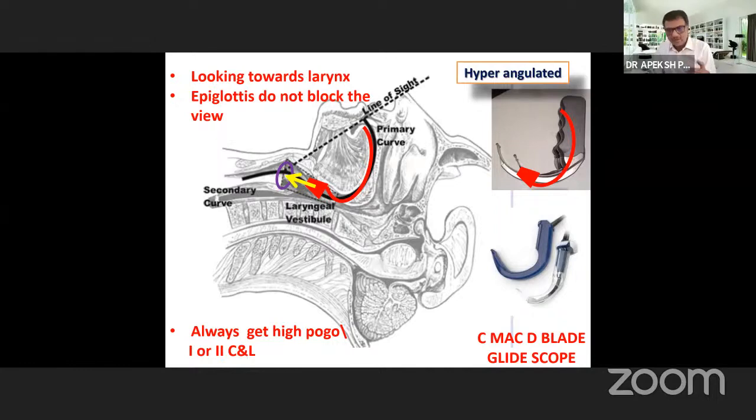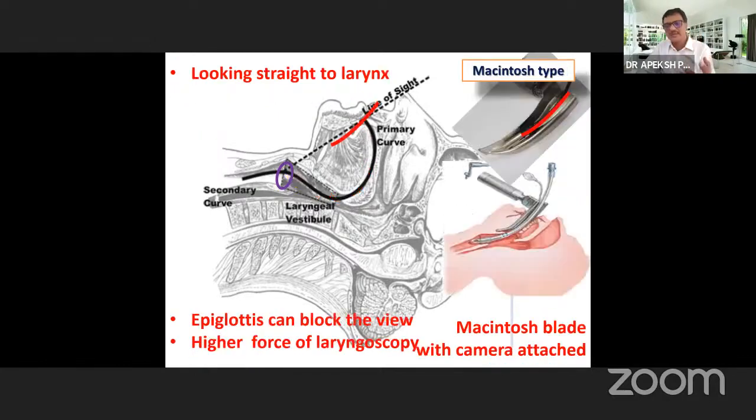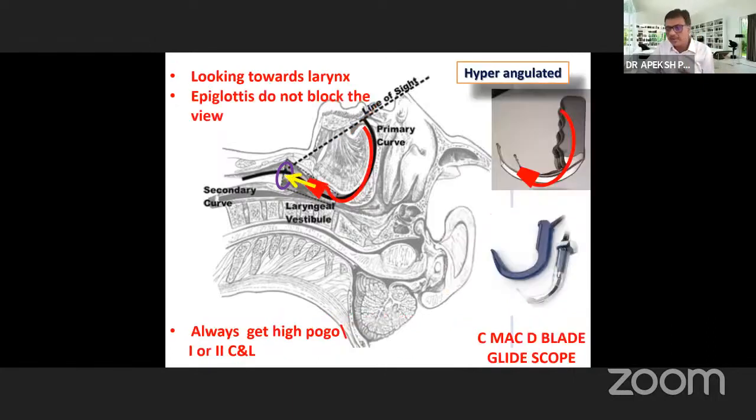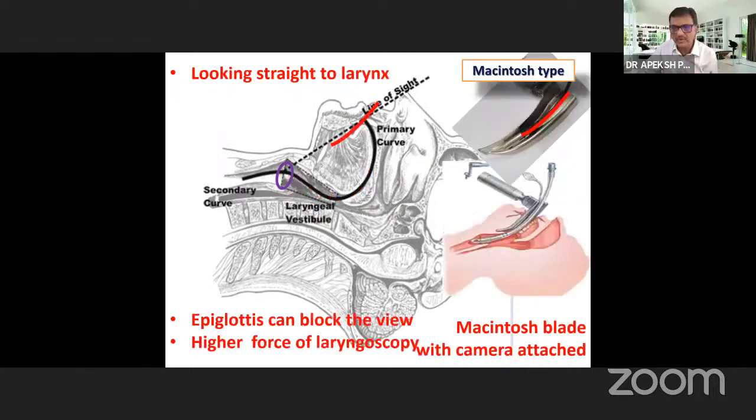In Macintosh direct laryngoscopy, we are looking upside down, while in the case of a hyperangulated or angulated blade, we are looking downside up. That's the difference. As we are looking downside up, in most of the cases the epiglottis is not blocking the view, and we get a good POGO scoring compared to direct laryngoscopy. So that's the difference between direct laryngoscopy and video laryngoscopy.